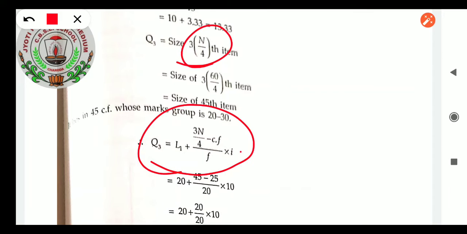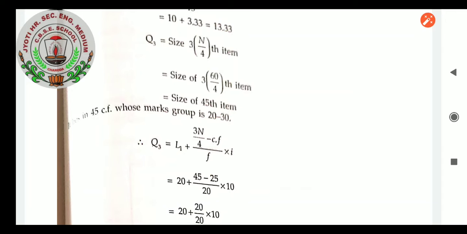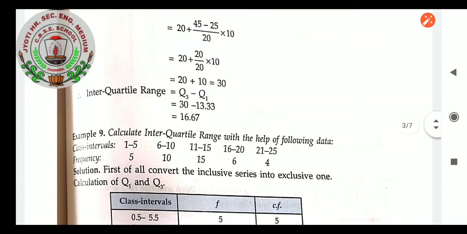So how much is L1? 20 plus 3n. How much is 3n? 3 into 45. 45 minus how much is the frequency there? The preceding frequency, that will be 25. So here we will add the values and get the answer for Q3, and likewise Q1. Now in the last we will take the interquartile range, that is the formula Q3 minus Q1. So let us proceed. 30 minus 13.33, the answer came 16.67.